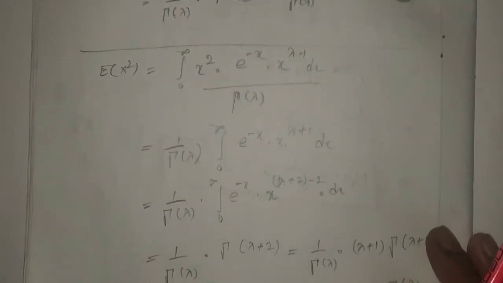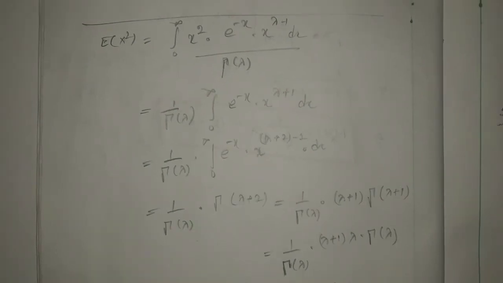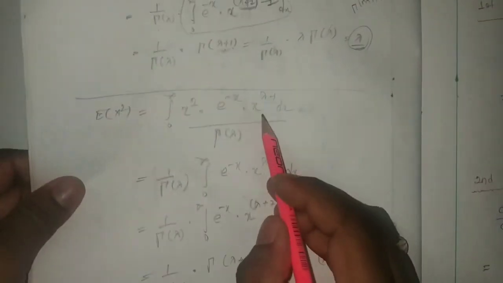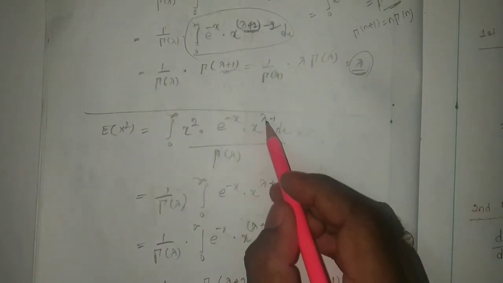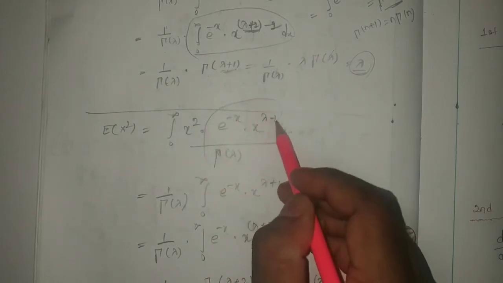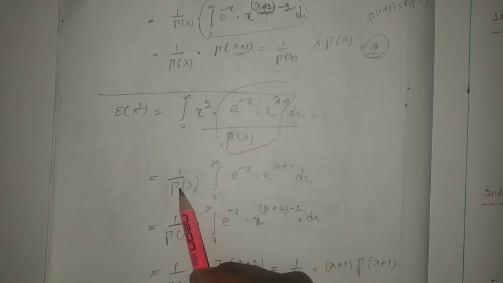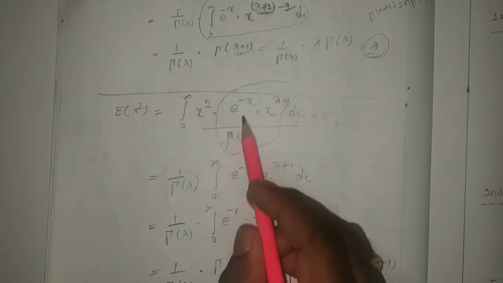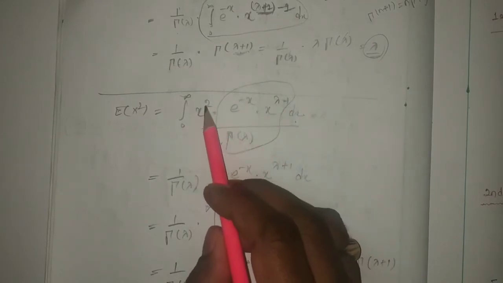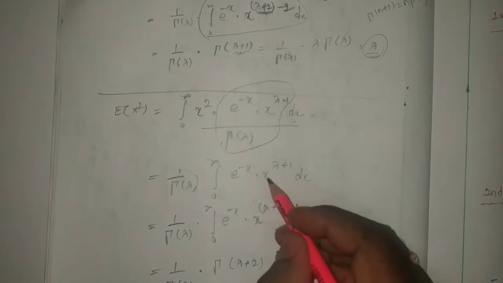Similar procedure you can follow, and you will find that the expectation of x square is nothing but 0 to infinity x square into e to the minus x, x to the power lambda minus 1 into dx by this much, because this is nothing but your pdf into dx, right? So 1 by gamma lambda taken outside, 0 to infinity e to the minus x, x to the power lambda minus 1, x to the power 2. So we can get x to the power lambda plus 1 dx, right?